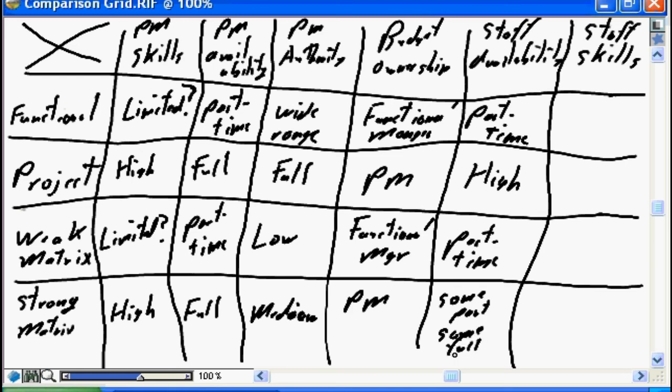Much like the project manager has direct project responsibilities in the strong matrix, traditionally in a strong matrix, some of the team members will also be assigned to the project full-time, but some of them drawn in from other business units may be part-time.